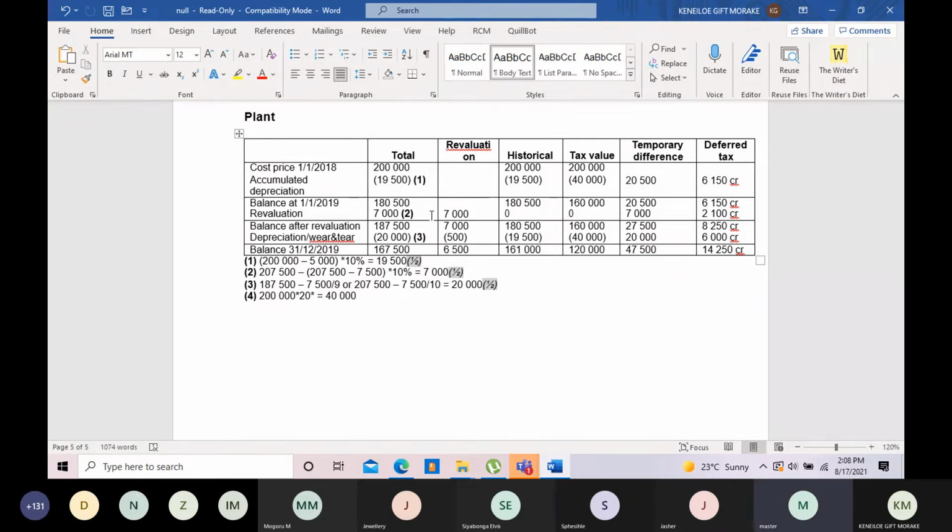So the 7,000, where does it come from? Now you multiply that information by 10%. You're going to get 187,500. And then remember, you had a balance at the beginning, which is 180,500. Let's go there on your PPE.